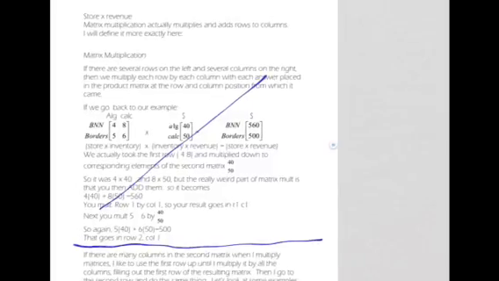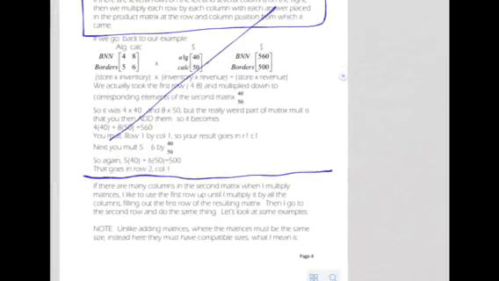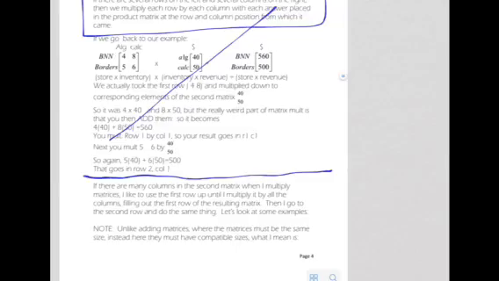Okay, so we actually also need this sentence right here, this paragraph. If there are several rows on the left and several columns on the right, then we multiply each row by each column with each answer placed in the product matrix at the row and column position from which it came. It's not going to make much sense until you see it done. So I'm really just going to skip ahead to an example, and you'll see what I mean. I did miss something, though. I have to tell you about the size of the matrices.